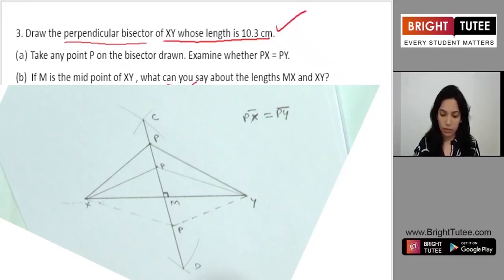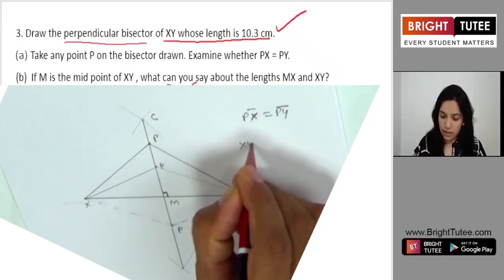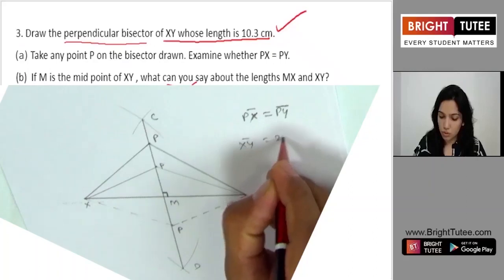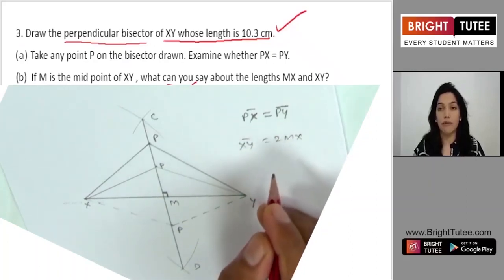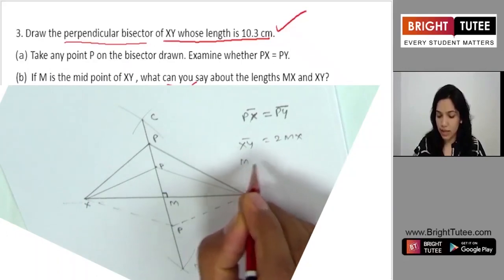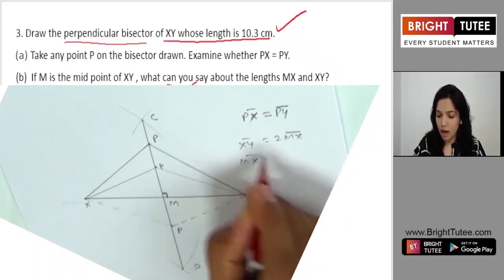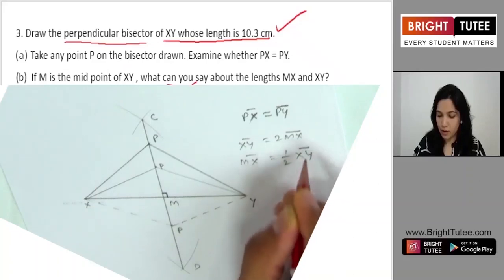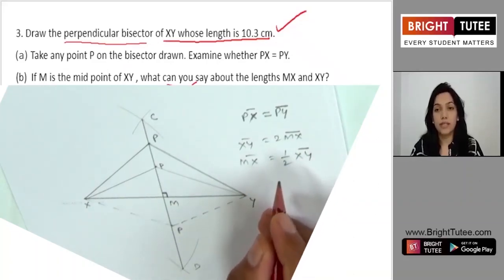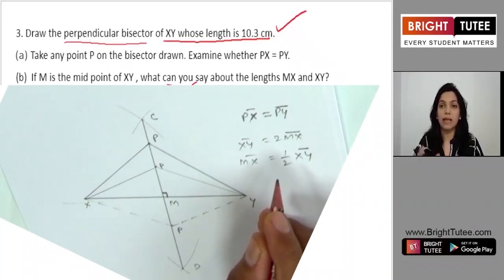Okay. So what can we say about this? Here, if this is point M and we need to talk about XM, MX or XM, both ways you can say, and XY, clearly we can see that MX is half of XY. Okay. So we can write that XY is equal to twice of MX because it is half. Or what can we write? That MX is equal to half of XY. Okay. So this is the relation between MX and XY.